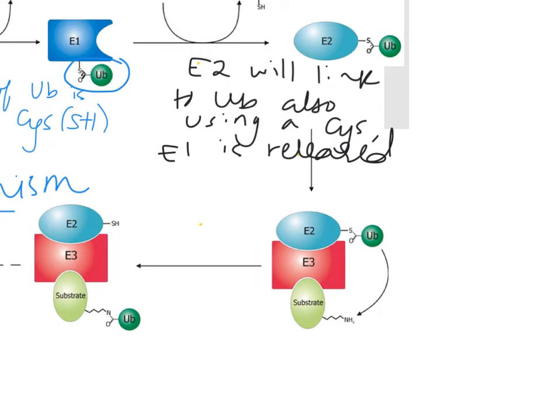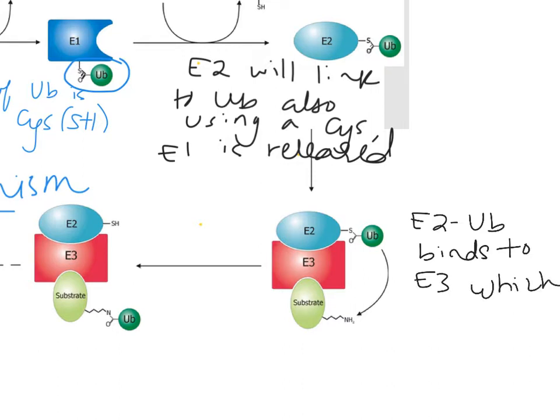E2 then connects to E3. So I'll say E2-UB, indicating that those two pieces are connected, binds to E3, which is bound to the substrate protein.